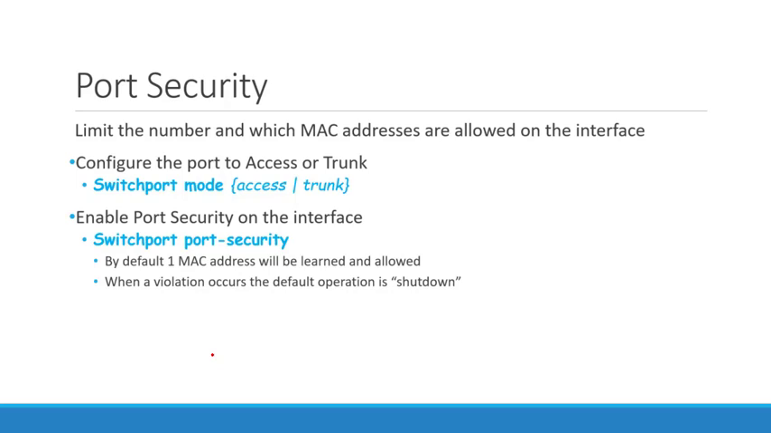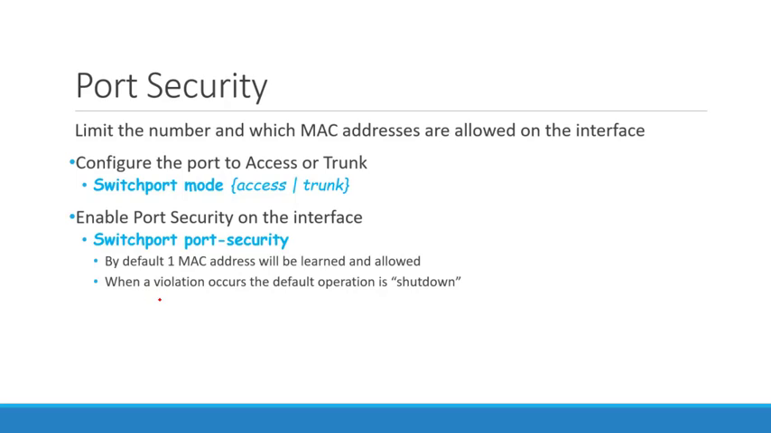We have some optional commands. When you just enable port security with the switchport port-security command, by default, one MAC address will be learned and allowed. So the first MAC address it sees, it'll put in the MAC address table, and it will only allow that MAC address until you reload. We'll explain that a little more later if you reboot the switch.